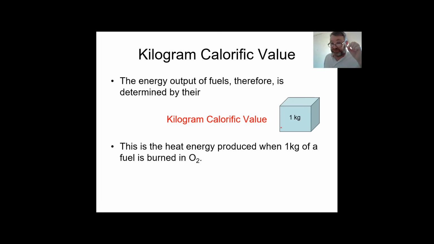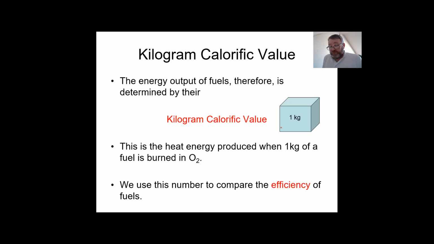What you do is you burn a certain known amount of food and you bring it up to 1 kilogram and extrapolate out how many degrees Celsius the water would rise through if 1 kilogram of that particular food was burnt in excess oxygen. We use this number then to compare, as we said already, the efficiency of fuels, or in this case, the efficiency of foods.